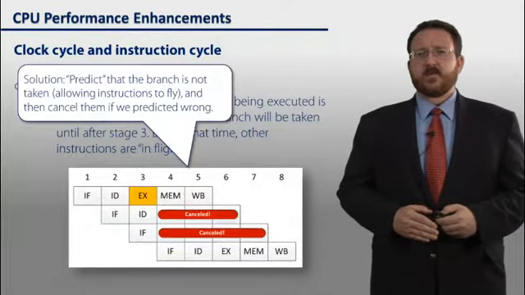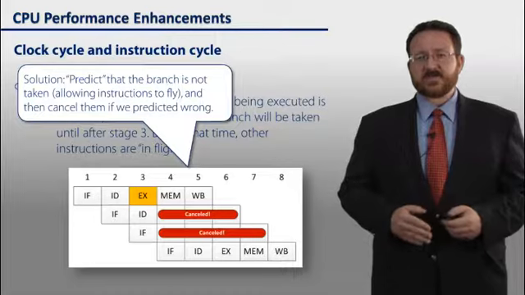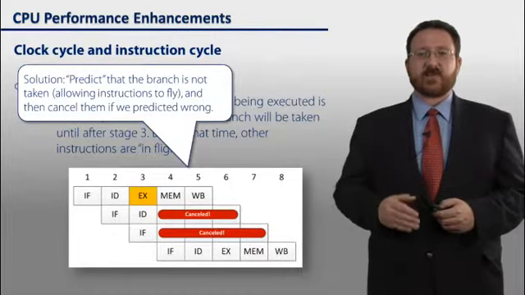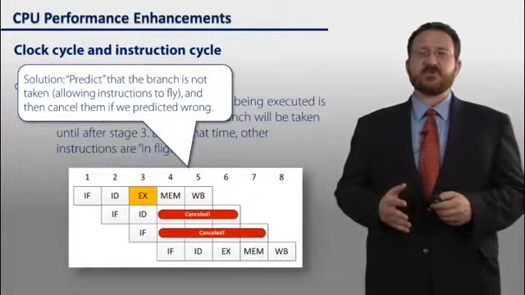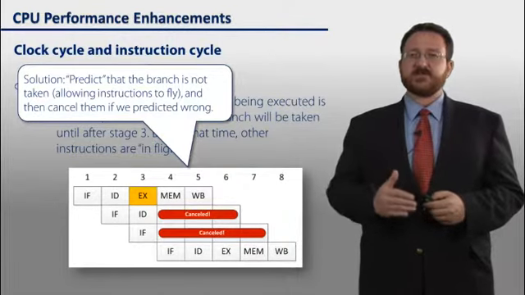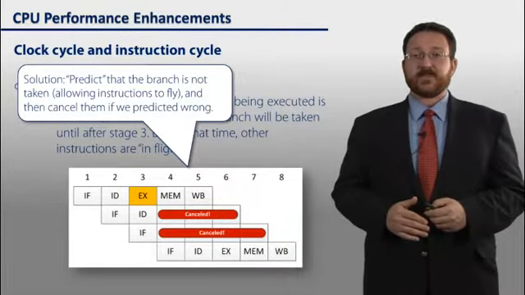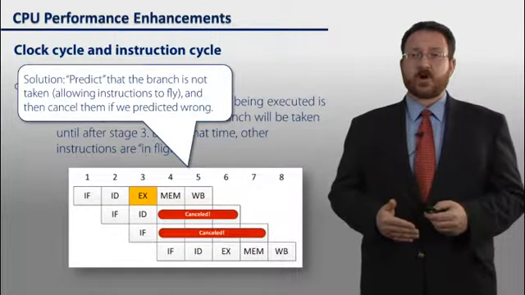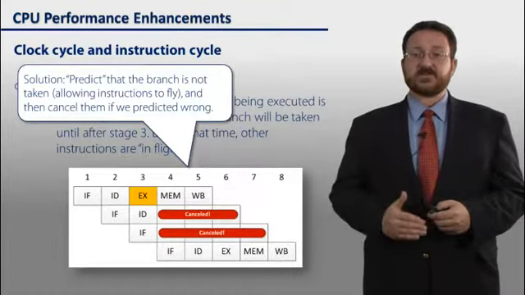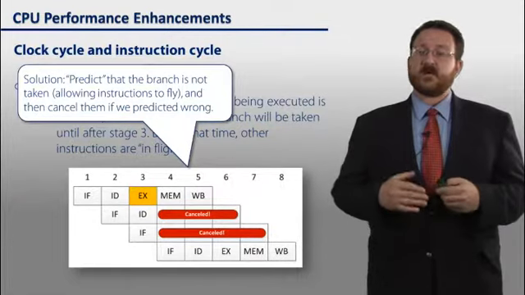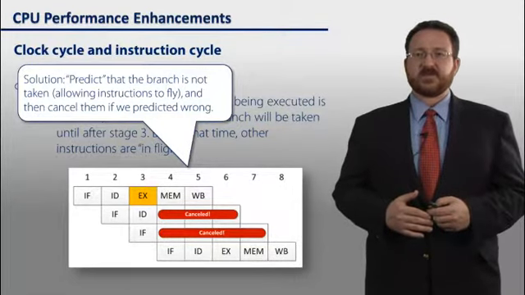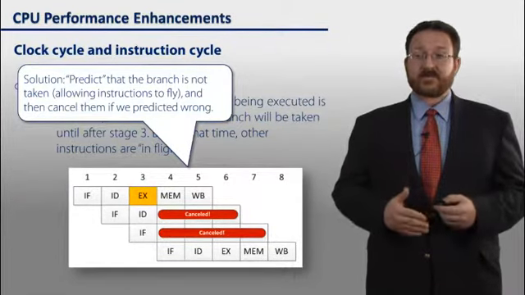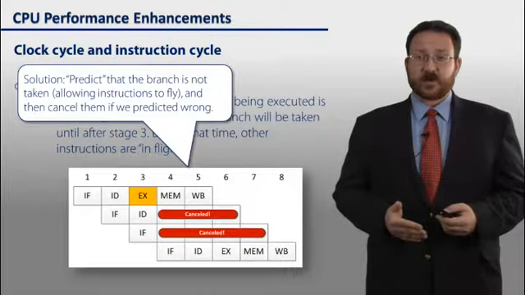Well, the solution is to predict that the branch is not taken. In other words, we would assume that we're not going to take the branch, that the next two instructions should complete. If they shouldn't, because the branch is taken, in other words, if we've predicted wrong, then we need to cancel those instructions in the pipeline. Now, this is equivalent to inserting stalls, but getting the right answer slowly is better than getting the wrong answer fast.